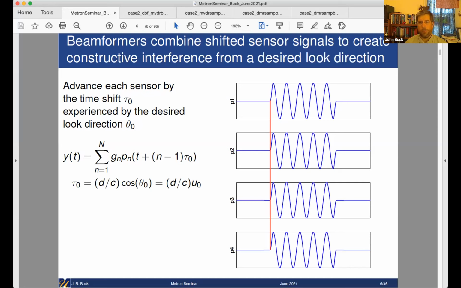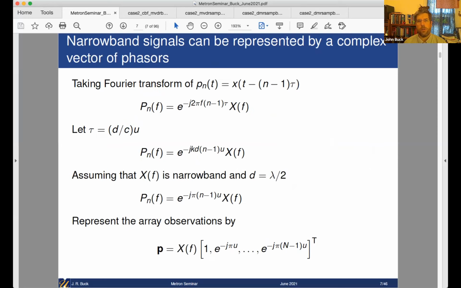Let's see, how does that look when I actually put math to the equations? When I have narrowband signals with a single frequency, I can represent them by a vector of complex phasors. If I think of p_n(t) as the time trace I'm seeing at the nth sensor, like the pressure wave, it's this common pulse x with a different delay as I move down the sensors. I can use my razor-sharp knowledge of Fourier transforms and say that if I'm delaying things in time, that means I'm multiplying by a complex exponential in frequency. So that gets this phase term appearing.